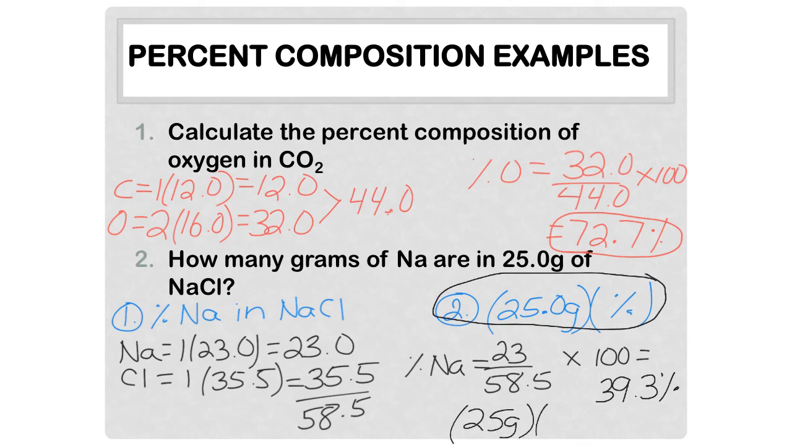Okay, now what we would do is take our original mass of the sample, 25 grams, times that percentage that we just found, because 39% of our sample is sodium. So it's just 39% of the 25. And that gives us 9.8 grams for our answer. Actually 9.83 grams. We need 3 significant figures.